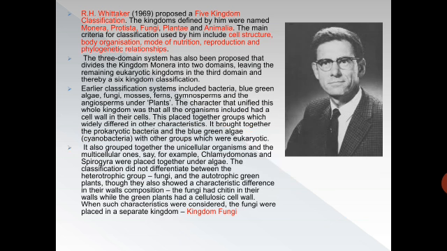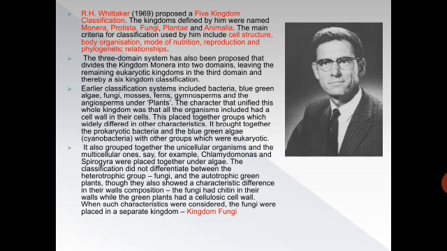R.H. Whittaker proposed a 5 kingdom classification where the kingdoms defined by him were named Monera, Protista, fungi, Plantae and Animalia. The main criteria for classification used by him include cell structure, body organization, mode of nutrition, reproduction and phylogenetic relationships. Remember the criteria which was made for the classification. The 3-domain system has also been proposed that divides the kingdom Monera into 2 domains, leaving the remaining eukaryotic kingdoms in the third domain and thereby a sixth kingdom classification.